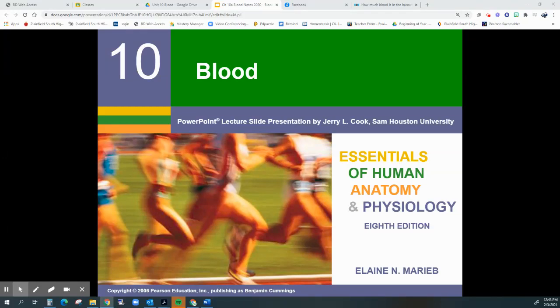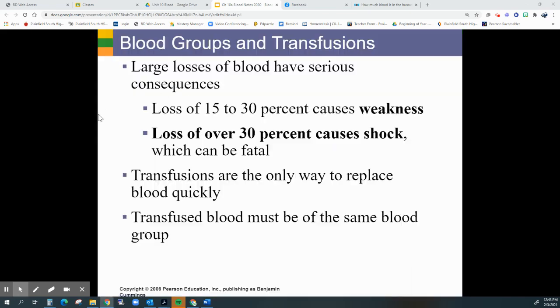All right, guys. So for this lecture, we're going to take a little bit of a look at blood typing. So let's go ahead and jump into this one. The main reason we need to worry about blood typing is really for blood donation and transfusion purposes. If we have a large loss of blood, it can have some pretty severe consequences.